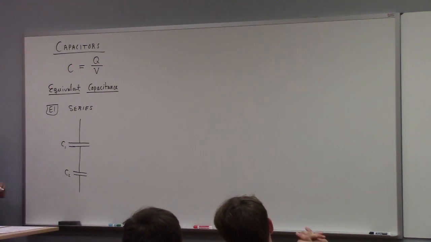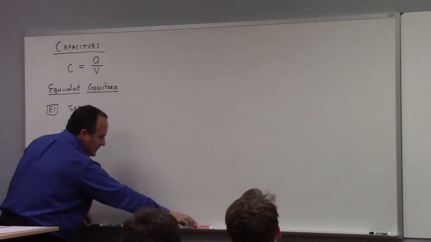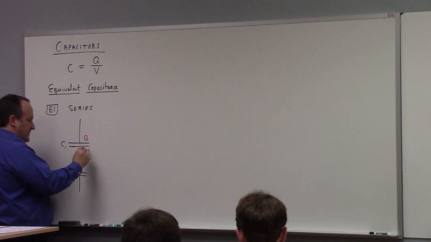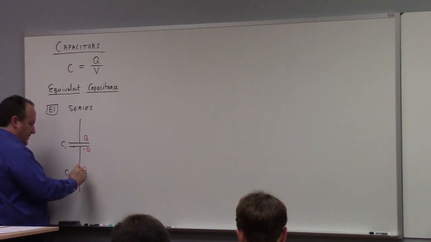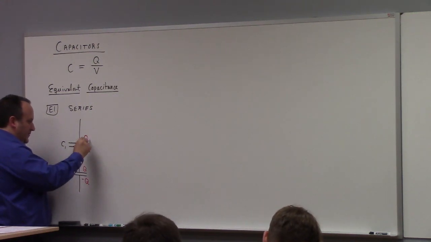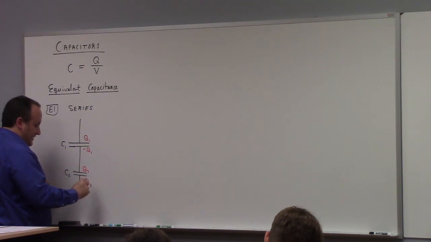Okay, so here's the thing. If we have charge Q here, we'd have charge minus Q over here. We'd have charge Q here, and we'd have charge minus Q here. I could start by saying Q1 and Q1 and Q2 and Q2 just to distinguish logically.